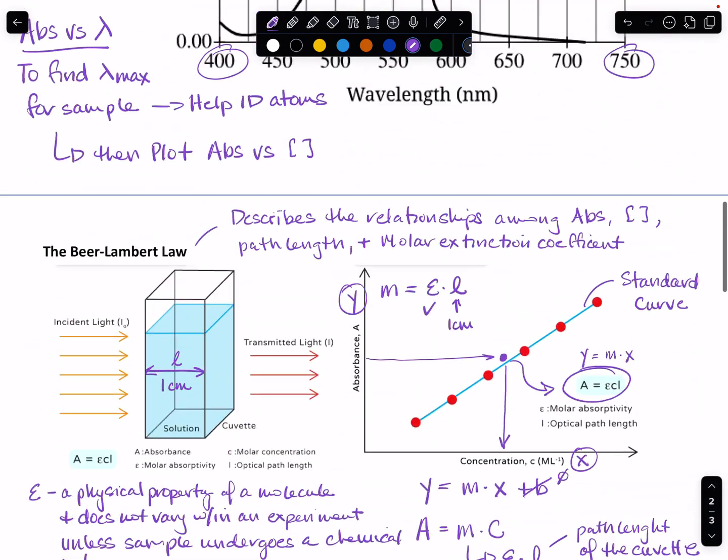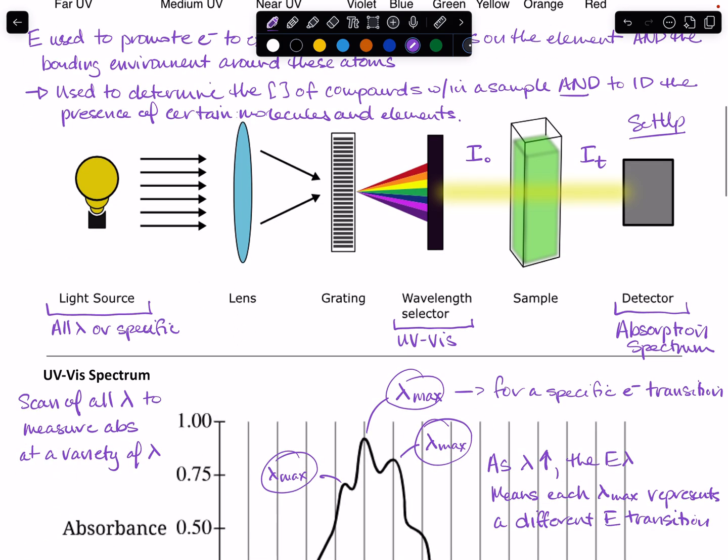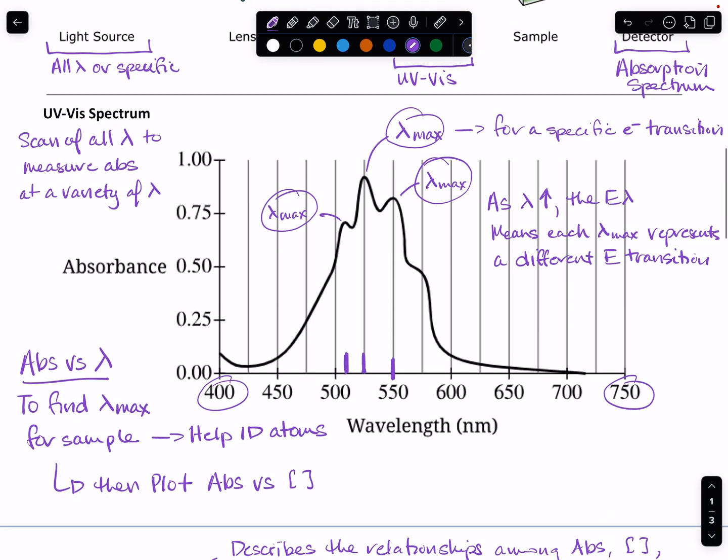So again, UV-Vis looks at the interaction of ultraviolet and visible light with our molecules and atoms. It can promote electrons within those atoms to their excited state. And when that happens, the energy that they absorb is removed from the spectrum. The light source can be any wavelength or all. You're going to focus it on that UV-Vis region and produce that absorption spectrum.